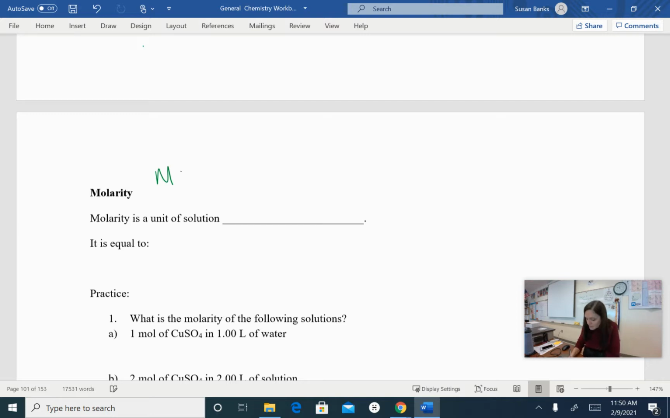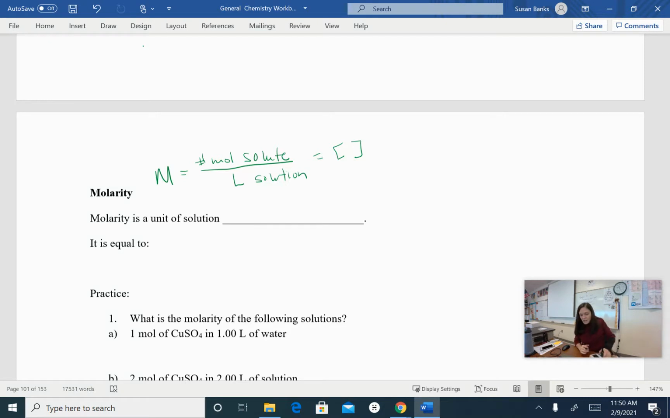So, molarity is a measurement of the number of moles of solute divided by liters of solution. Okay? Sometimes it's also shorthanded. We have shorthand the capital M. Sometimes we also shorthand with square brackets as well. So the capital M, square brackets, both mean moles of solute divided by liters of solution.